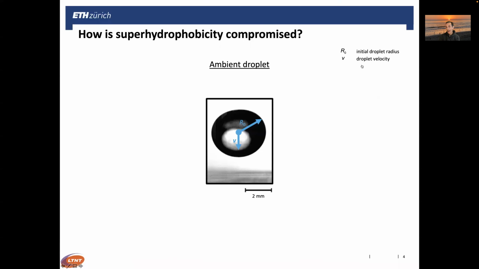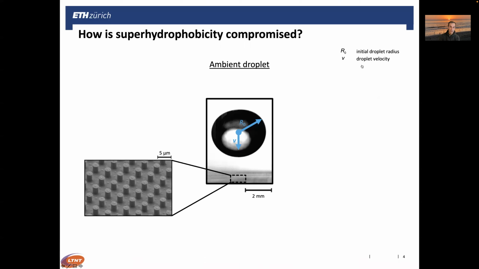Because, you know, how is superhydrophobicity compromised? Of course, we all know that when you have a superhydrophobic surface, those are usually surfaces with a design roughness, so to speak. You see here a typical pillar surface, and of course you have a droplet impacting on this surface with a certain Weber number, as you see here.